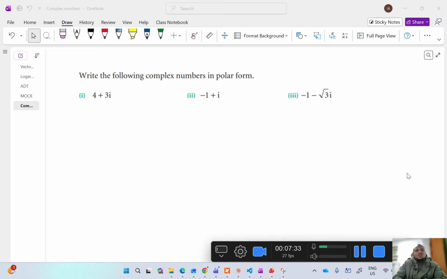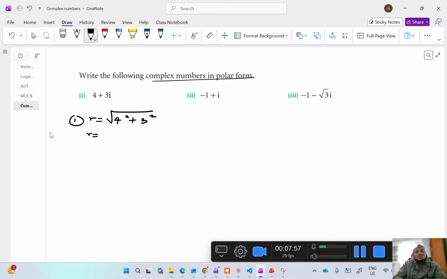You are asked to write the complex numbers in polar form. These are complex numbers x plus iy. For the first question, x is 4 and y is 3. So you have to find the modulus of z, which is r, equal to the square root of 4 squared plus 3 squared. That is x squared plus y squared, which is 16 plus 9, the square root of 25. That implies that the value of r is 5.